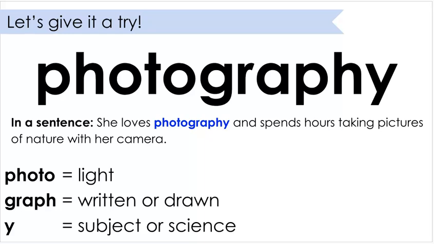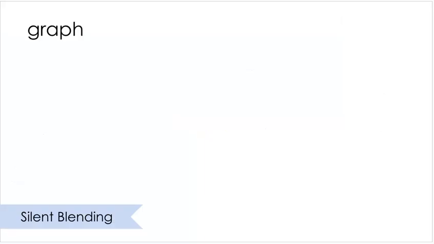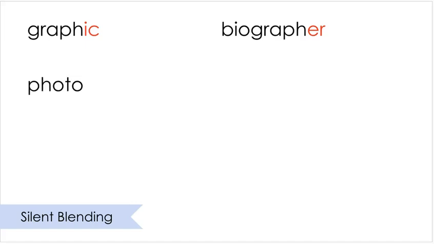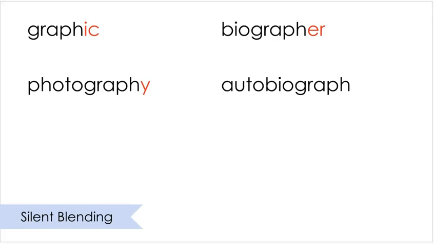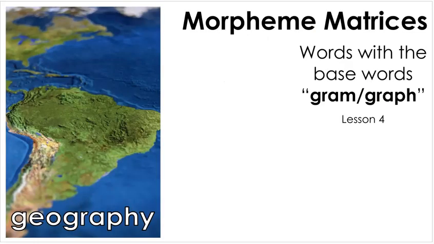Now, let's practice reading those words we did today. We're just going to do the words for today. Don't say the word until you see the red letters. Let's get started. Graphic. Biographer. Photography. Autobiographical.